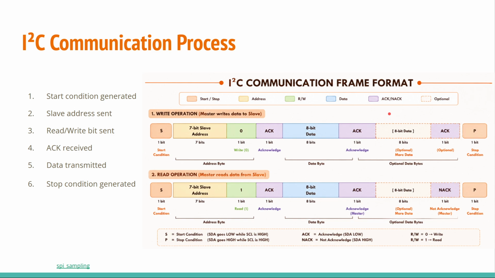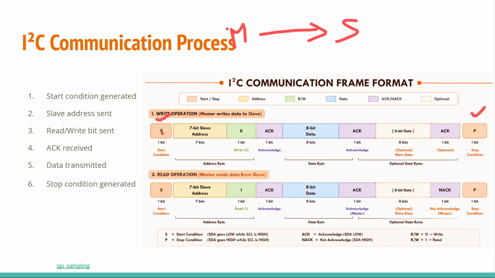Next is the I2C communication process. Now my master is sending some information to my slave. How is this communication happening? Similar to UART, here also we have a start bit and a stop bit. Before getting into the frame format, we can categorize: first we will do the write operation and then the read operation. In the write operation, the first bit is the start bit and the last bit is the stop bit. That we know because UART is similar.